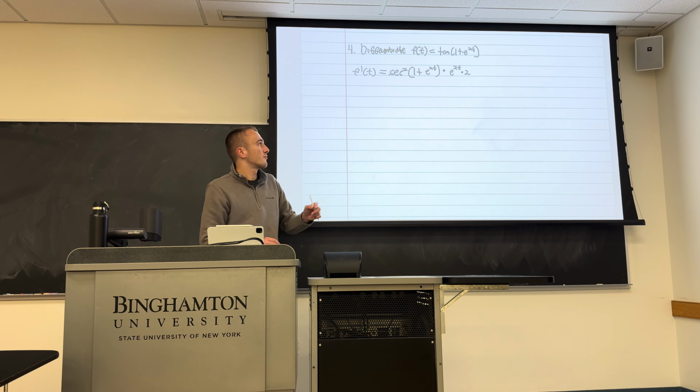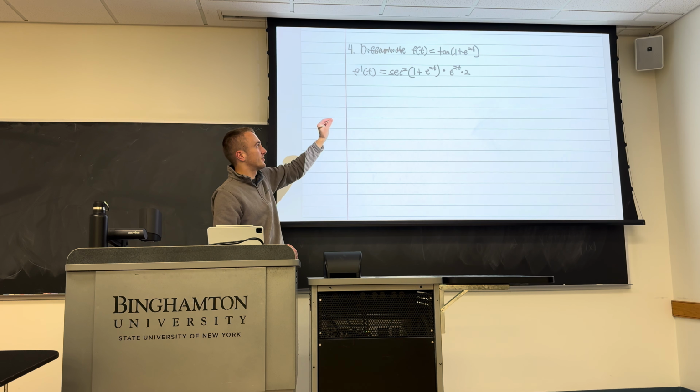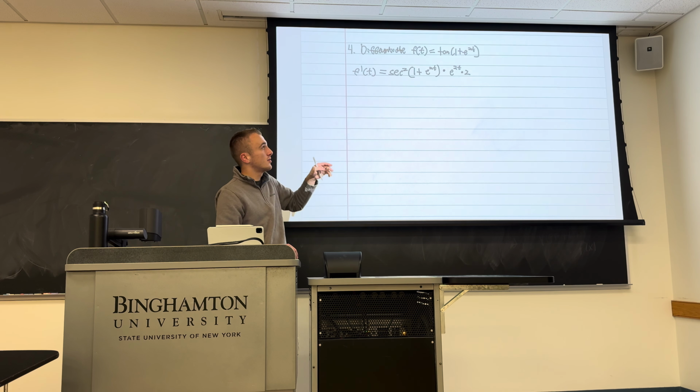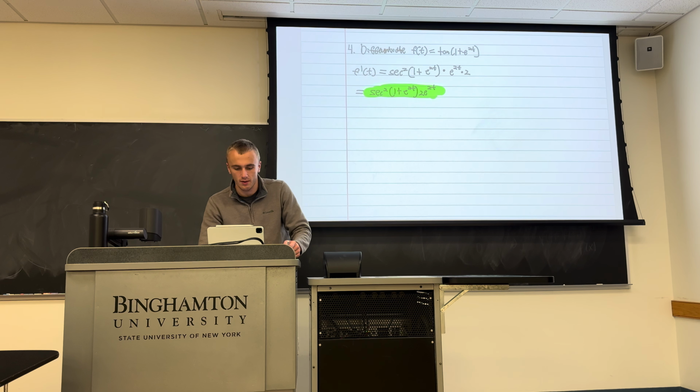So everything remains in the exponent, that 2t, then you take the derivative of the exponent, so the derivative of 2t is 2, and put that down on the side that you're multiplying by. So then we can just simplify this whole thing down to secant squared of 1 plus e to the 2t, and then 2e to the 2t, and that's our final answer for the derivative of this problem.